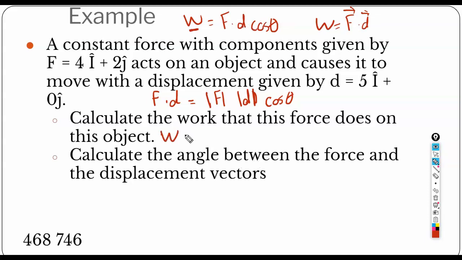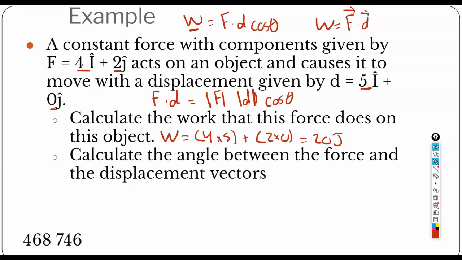So for the work done, I would need to find the dot product between F and D, and I can do that based off of what we talked about on the last slide. Remember, to do a dot product, all you do is multiply the x components together and the y components together and add them together. So the work here would be, the x component of F is 4, the x component of D is 5, so 4 times 5 plus, now we multiply the y components, 2 times 0, which is just going to be 0. And so the work done here is going to be 20 joules.